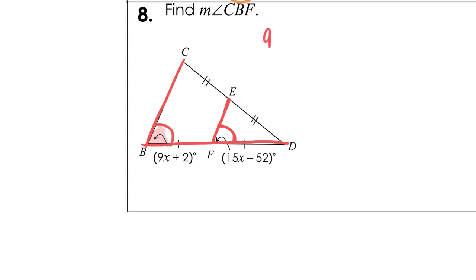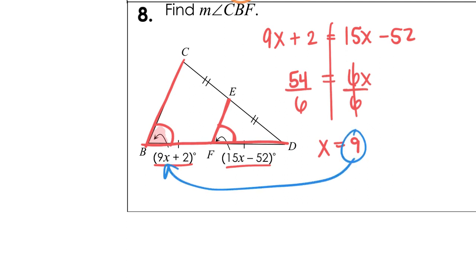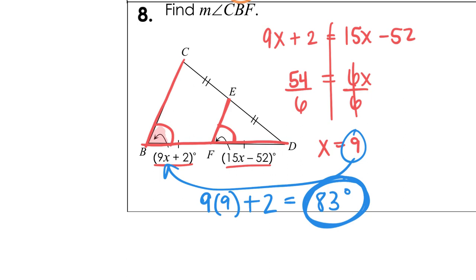So we're going to set these two angles equal to each other. So we can say 9x plus 2 equals 15x minus 52. And then we'll just go ahead and rearrange this and solve this equation. Once you move stuff around, you're going to end up with 6x on one side and 54 on the other, which means x is going to equal 9. And then to get the angle that they wanted, you would just take that and plug it back in. So 9 times 9 plus 2, that would give us 83. So 83 degrees, that would be the measure of angle CBF.